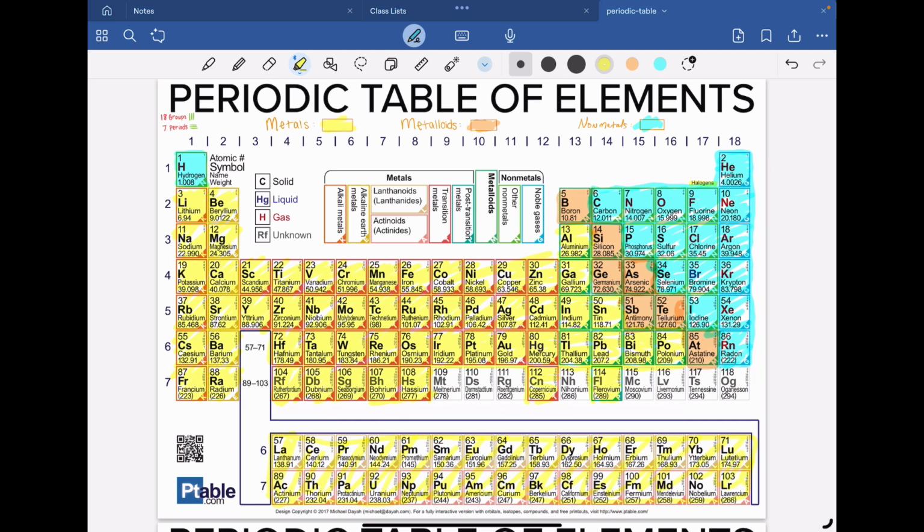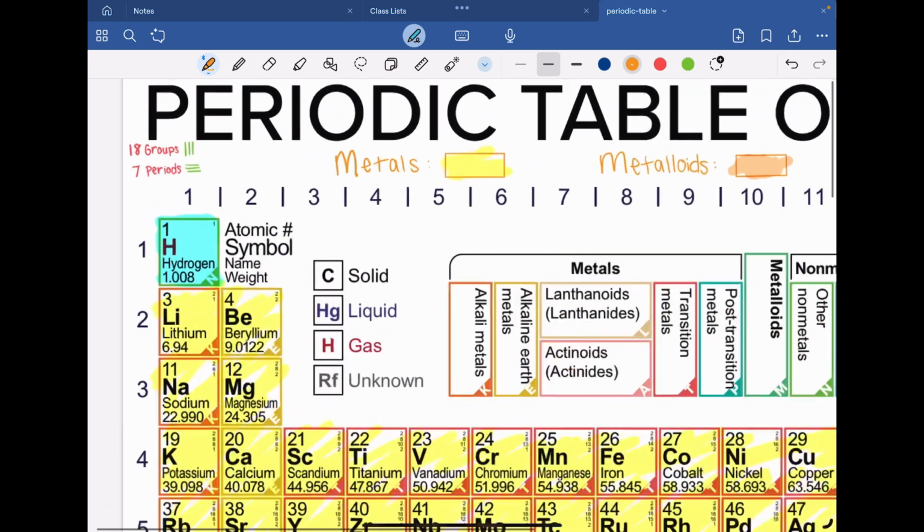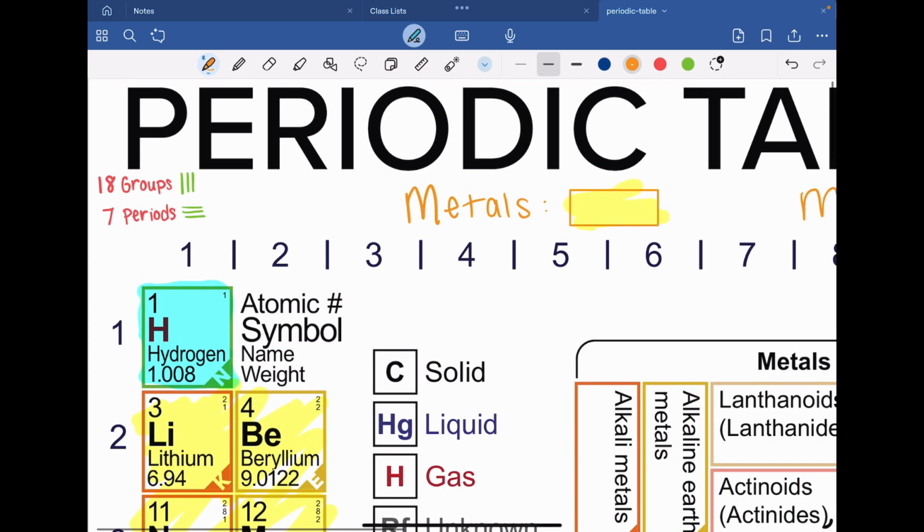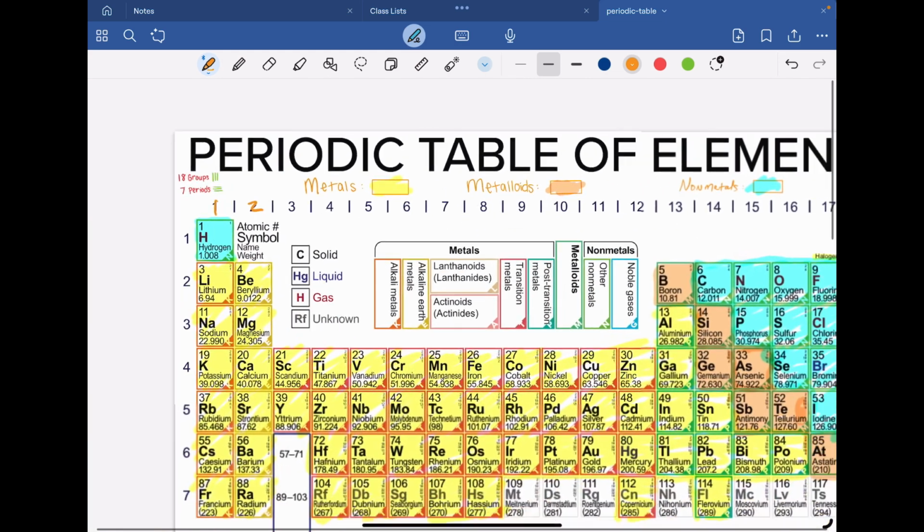All right, and there's our complete periodic table with our metals highlighted in yellow, metalloids in that lighter brown, and the nonmetals in the light blue. Another thing that we'll eventually put on our periodic table is how many valence electrons each group has. Group number 1 would have 1 valence electron. Group 2 would have 2 valence electrons.